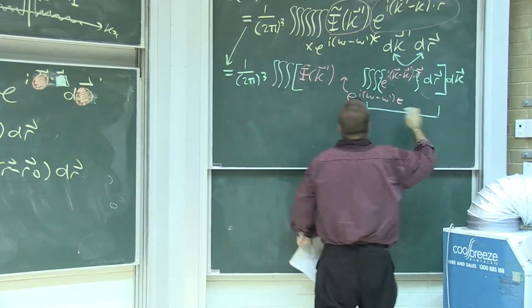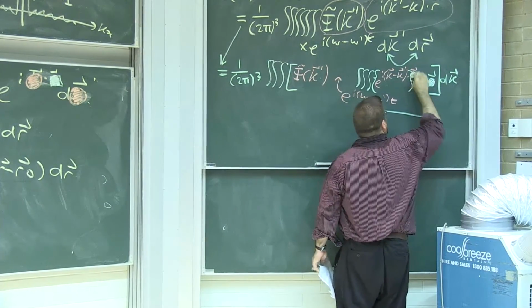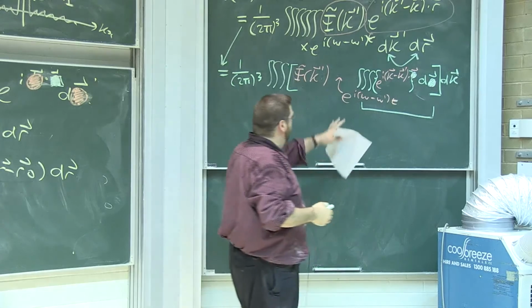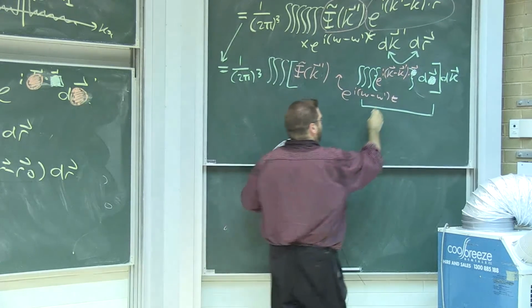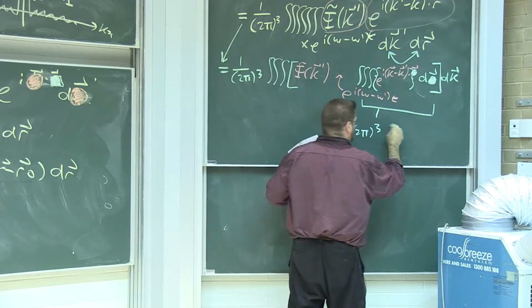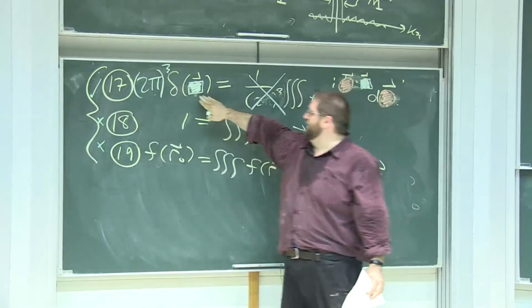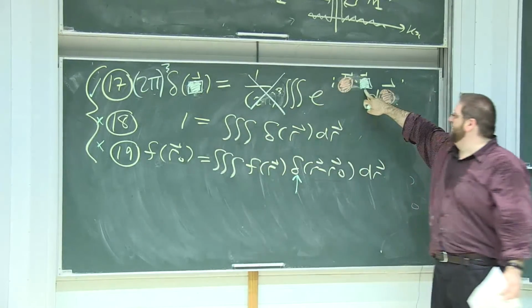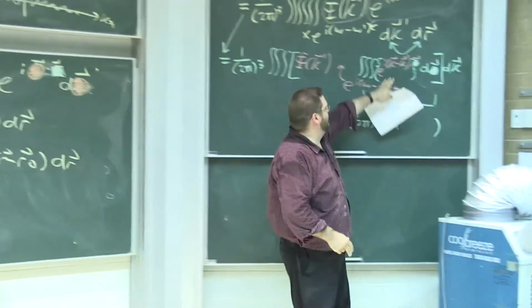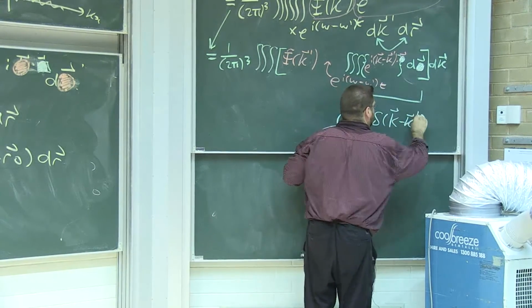R is integrated over, R is the circle. I can call it whatever I want, let me call it circle. What am I left with? I'm left with, up to a factor of 2 pi cubed, the Dirac delta. What do I shove as the argument of the Dirac delta? It's whatever I didn't integrate over.